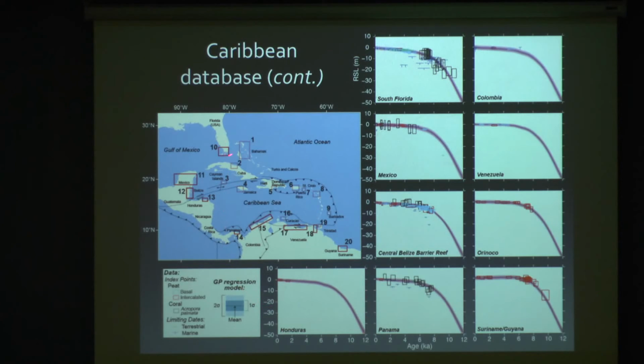And then if we move on to our continental locations, from southern Florida through the Central American coast, Mexico, Belize, Honduras, Panama, and then the northern coast of South America, from Colombia, Venezuela, down to Suriname and Guyana, we see generally a similar trend in these sea level histories until we get to Suriname and Guyana, where we find evidence for higher sea levels than present.